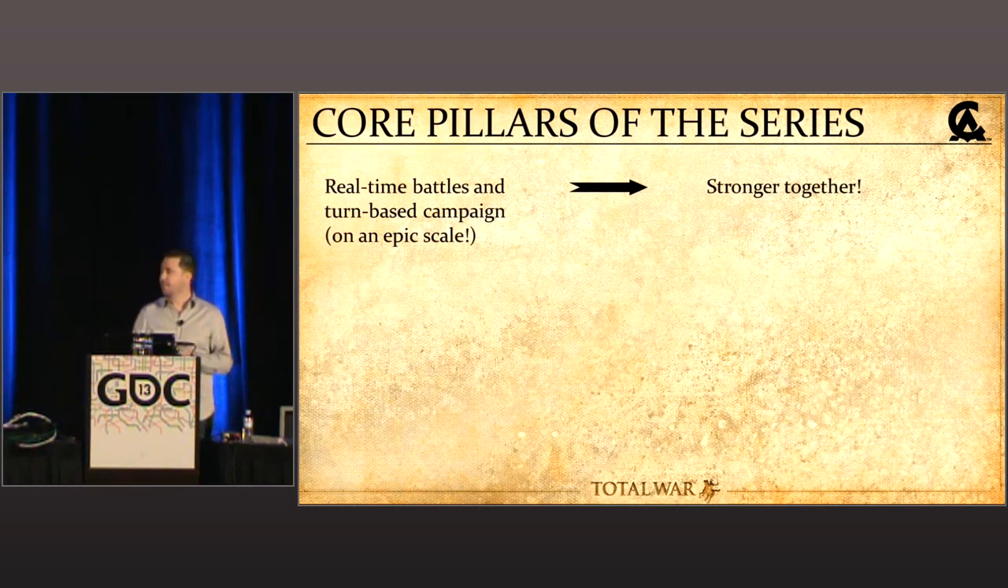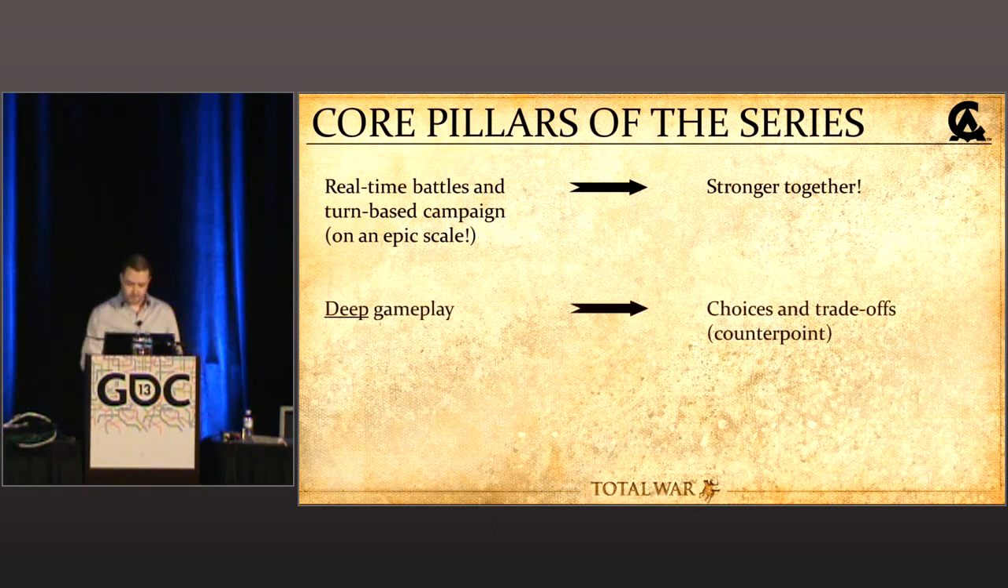Now, the second pillar I want to talk about is deep gameplay. Now, that's obviously a huge topic, but at the heart of gameplay is the rather simple notion of choices and trade-offs. I think it was at GDC last year that Sid Meier gave a talk where he defined gameplay as a series of interesting decisions, and that's absolutely spot on, and it's central to how we think about gameplay.